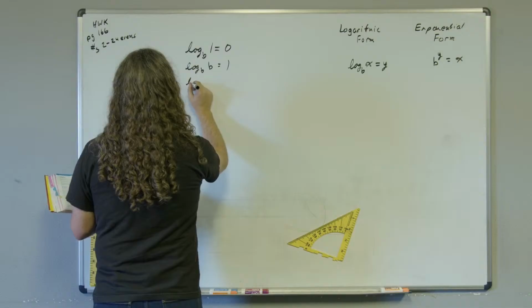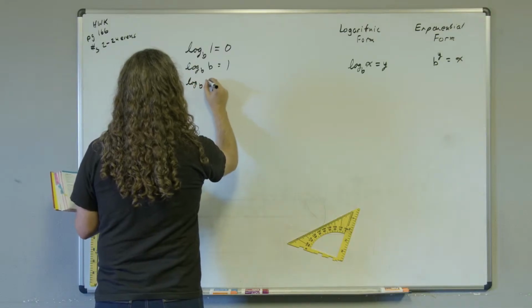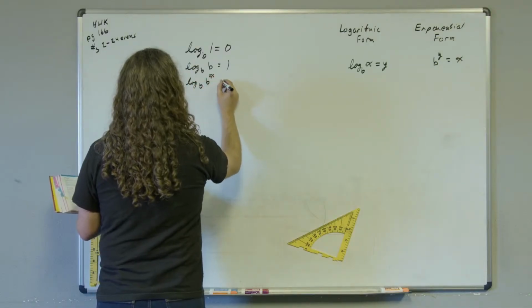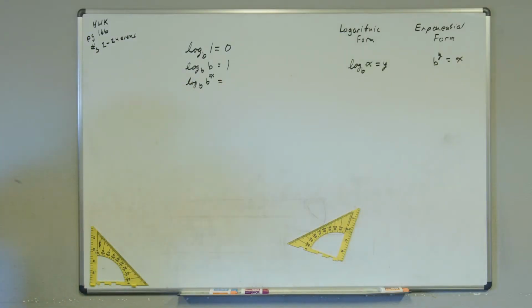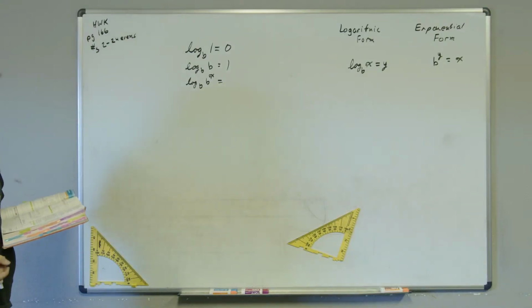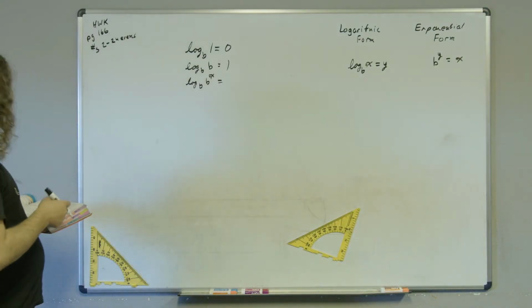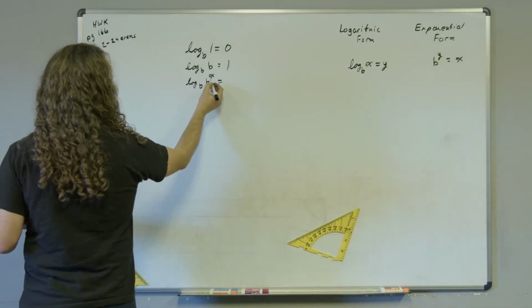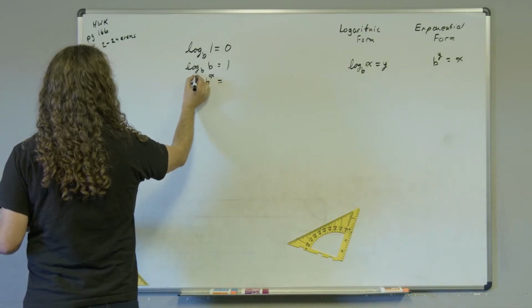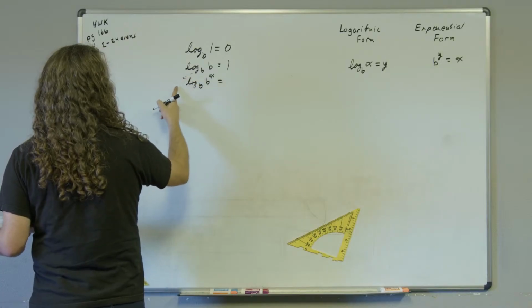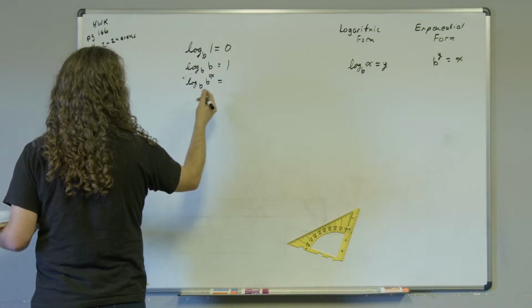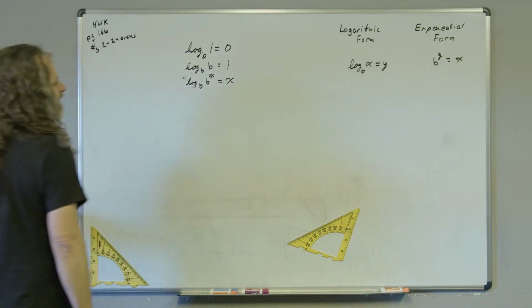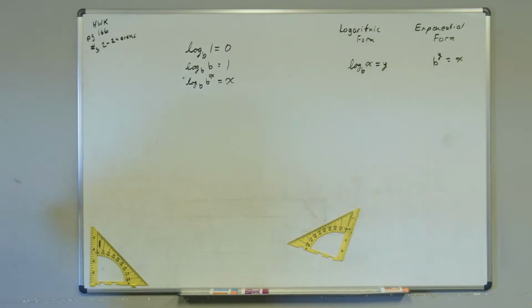What are we saying? Log base b of b to the x. So log base b of b is what? 1. And another property says that if we have an argument to an exponent, we can pull this exponent out to the front. x times 1 is x. So log base b of b to the x is just x.